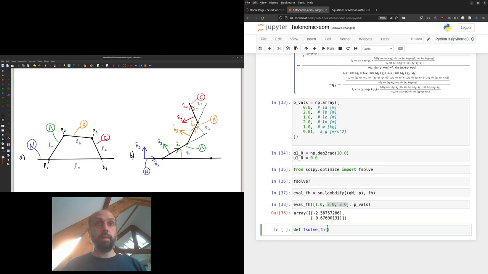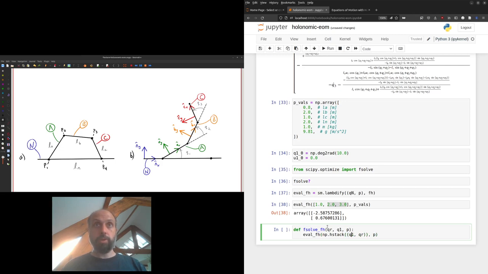It's going to take the qr as the first argument, and then it'll take q1 as the second argument, and then p, whatever the numerical values of the constants are. And then I'm going to eval fh. I'll use our function we already made, and we have to np.hstack q1 and qr as the first three arguments there, and then p, right? Is that right? I think that looks right.